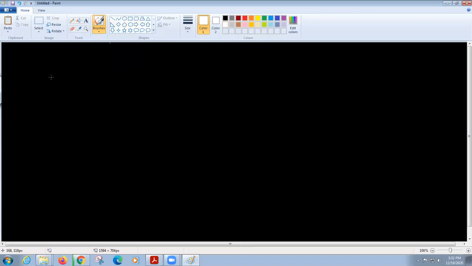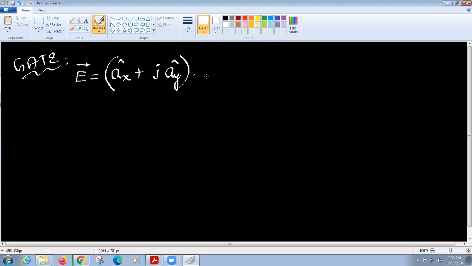Now here is another interesting previous GATE question. Say E is equal to ax plus j ay, this is e power negative j beta z. You just tell me one simple point.